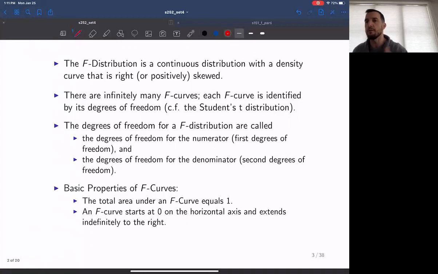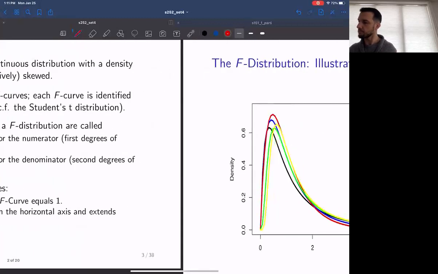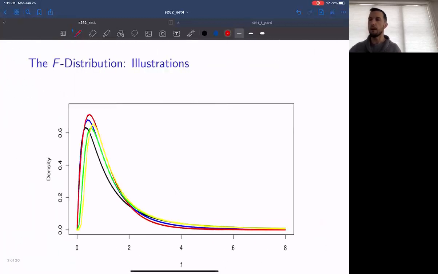Finally, the F distribution is a proper density curve, which just means that the total area under the curve is equal to 1, the same way it was with the standard normal and the student T. Okay, here are 5 illustrations of F curves, and we can use these illustrations just to gain a bit of understanding of how the degrees of freedom can affect the shape of the curve.